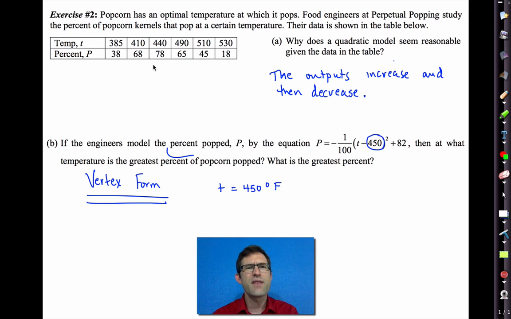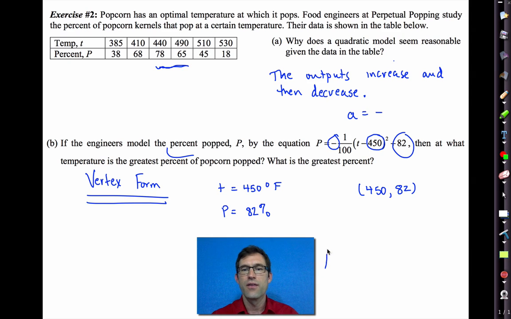And we can kind of see that in the table. I mean, here in the table, 440 is the best, but that doesn't mean it's actually the best overall. It's just the best in the table. And the highest percent is 82%, and that's right here. The vertex can always be identified when it's written in vertex form, and because the a is negative, this is a quadratic that has a maximum.